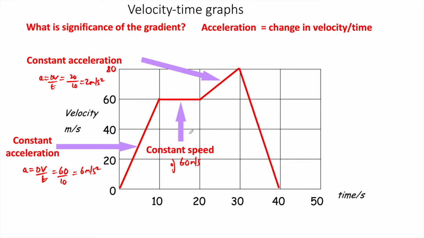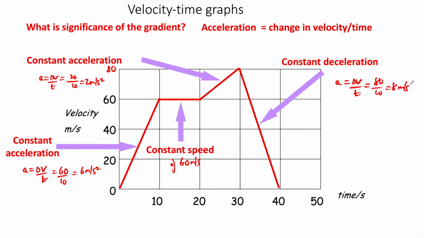And the final line, that's a constant deceleration because you're slowing down. And you use the same equation to work out deceleration, the change in velocity over time, and that's 80 divided by 10, which is 8 meters per second squared. Notice it is the steepest of any of the gradients.